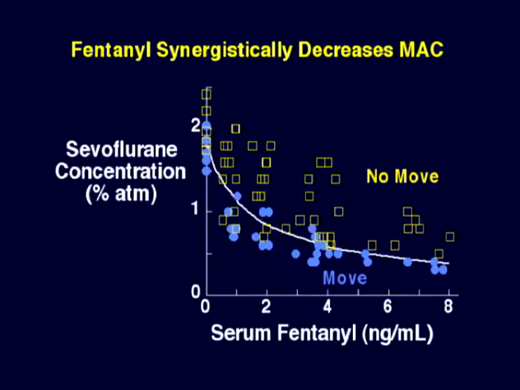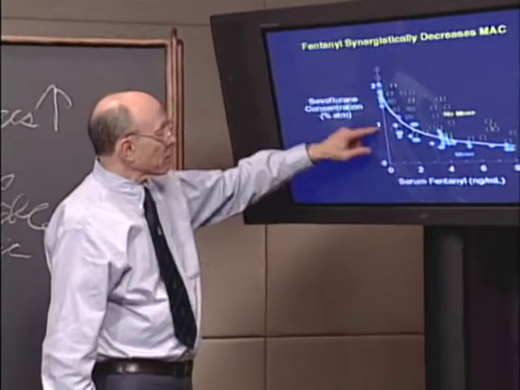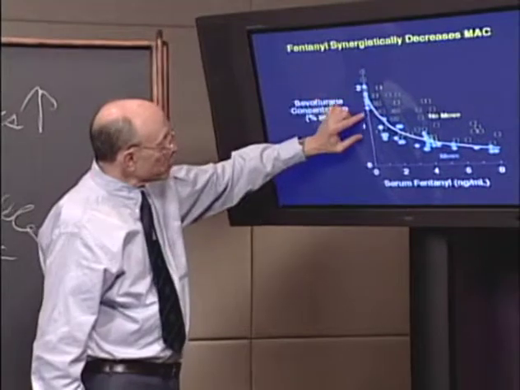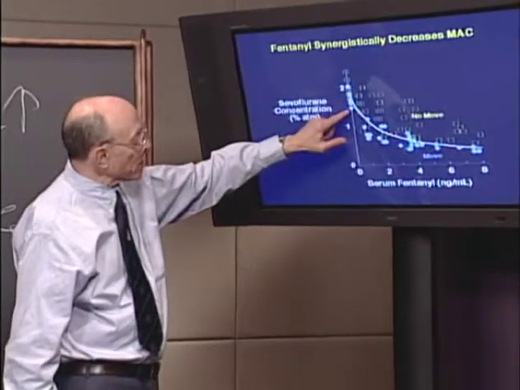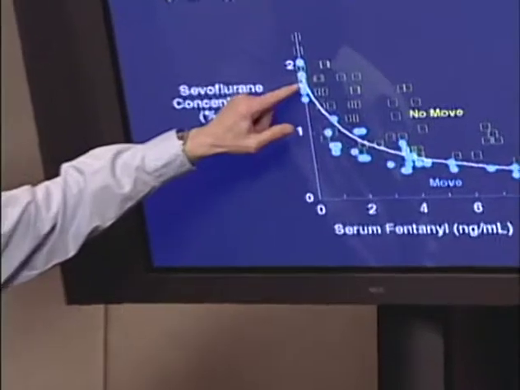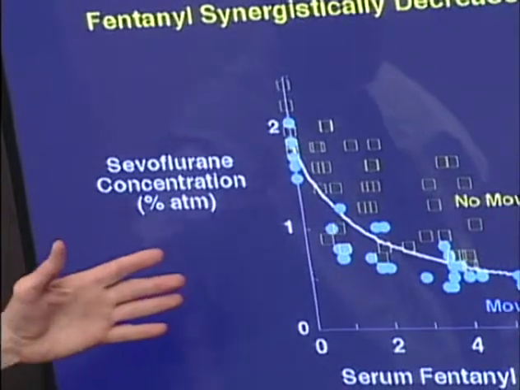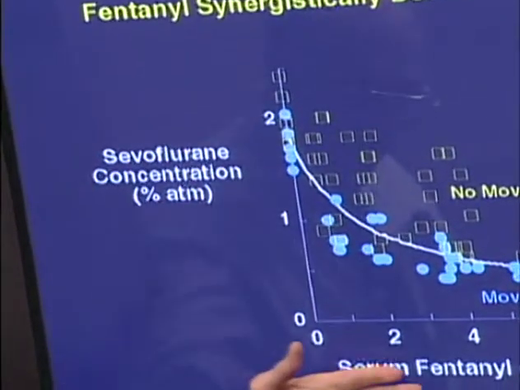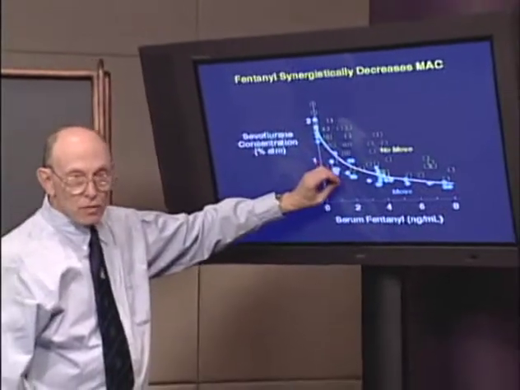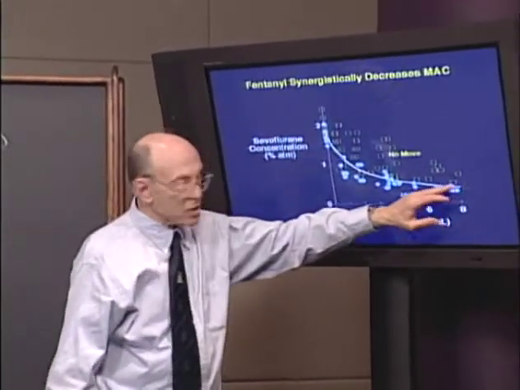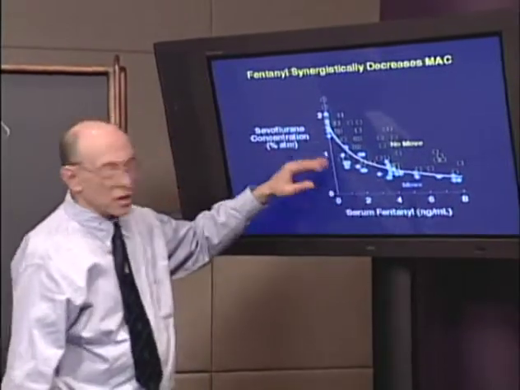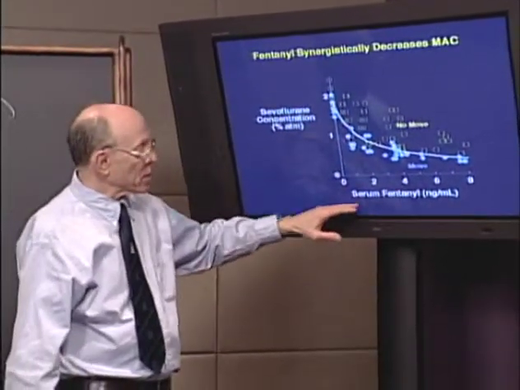So this is the sevoflurane concentration that is MAC, and this is without any fentanyl. Here are the patients who moved in response to surgical stimulation. The blue dots and the open squares are the ones who failed to move. The point of this slide is to show you that as we increase the serum fluoride levels, we never reach MAC, but there is an acute response at these lower concentrations, which almost equal the responses at much higher concentrations, suggesting a synergistic interaction between opioids and anesthetic requirements.